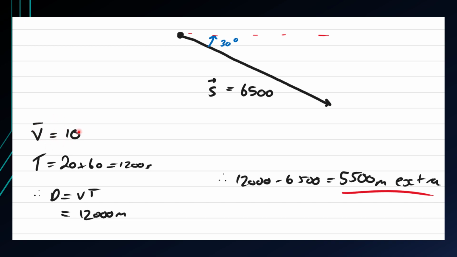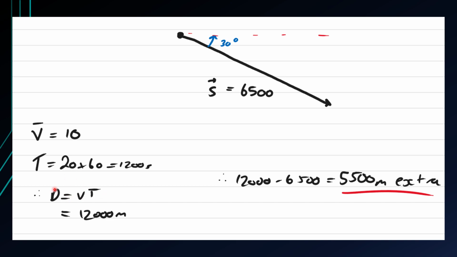Now, the average speed he traveled is 10 meters per second. Converting the time between minutes and seconds should be fairly straightforward. You get 1200 seconds. So distance is speed times time. That's a key thing: all the scalar quantities have to be next to each other.